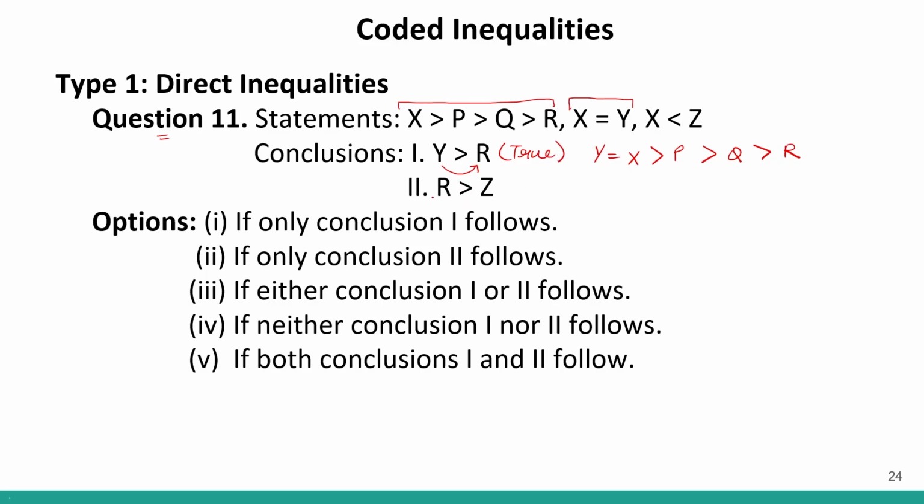Coming to conclusion 2, R is greater than Z. So we will have to move from R to Z, correct? Now over here we have a relationship between X and Z which says that Z is greater than R, correct? So based on this information, I can see that R will be smaller than Z and not greater than Z. So this will be false. So my answer will be only conclusion 1 follows, option number 1. Clear? This will be my answer.